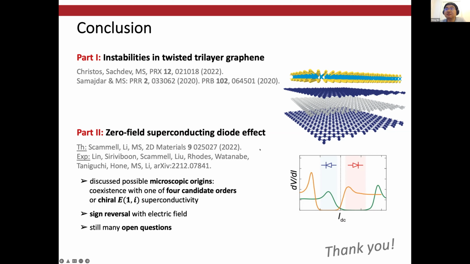Yeah, Vala. Hey, thanks for the nice talk. I was wondering if you had any, and I apologize if I missed something about this, but regarding this zero field state that appears at only finite current, finite DC current. Do you have any thoughts about that?